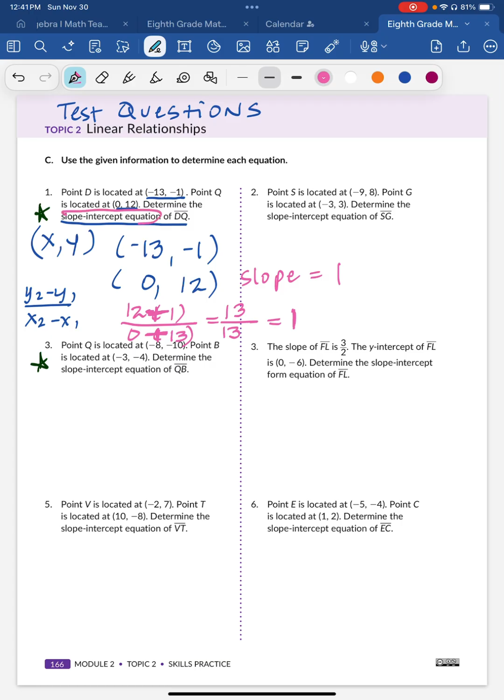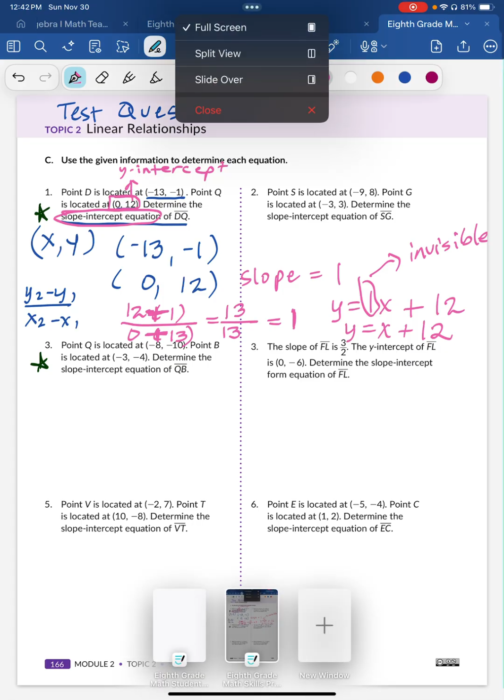So what is the equation for that? Well, here we have 0, 12. So that means 12 is our y-intercept. And if 1 is our slope, we could write y equals 1x plus 12. Or we could make this invisible and say y equals x plus 12. So let's go over to Desmos and see if we could figure it out over there.